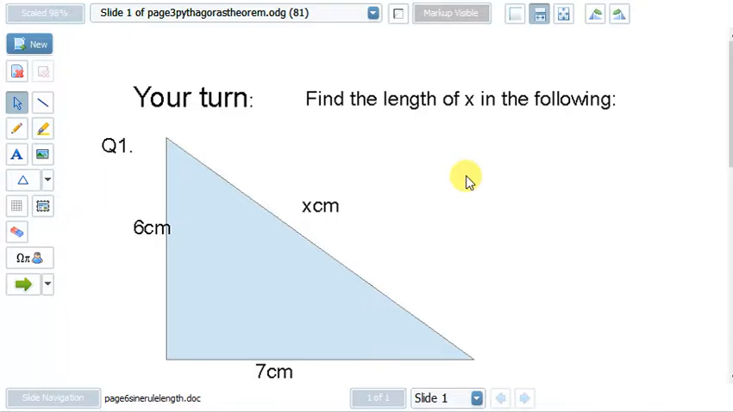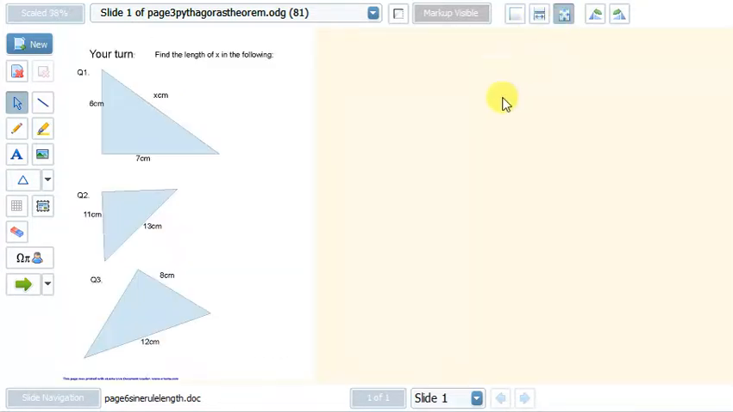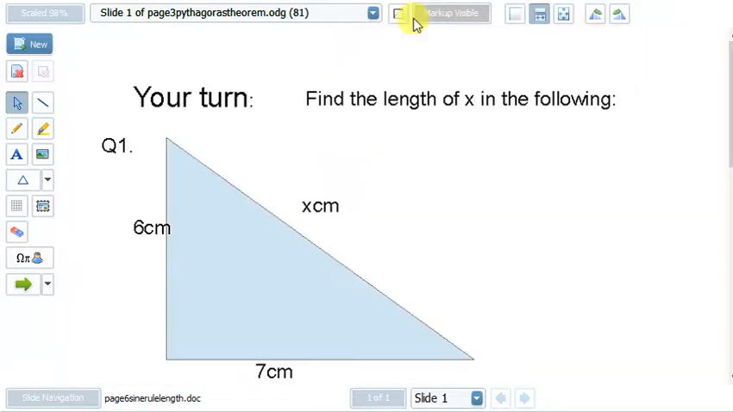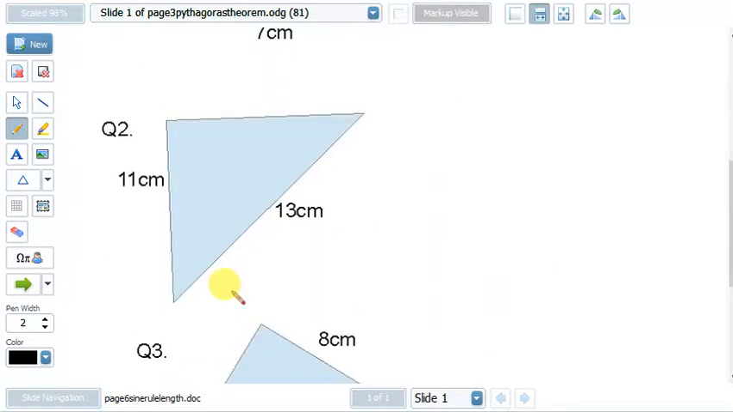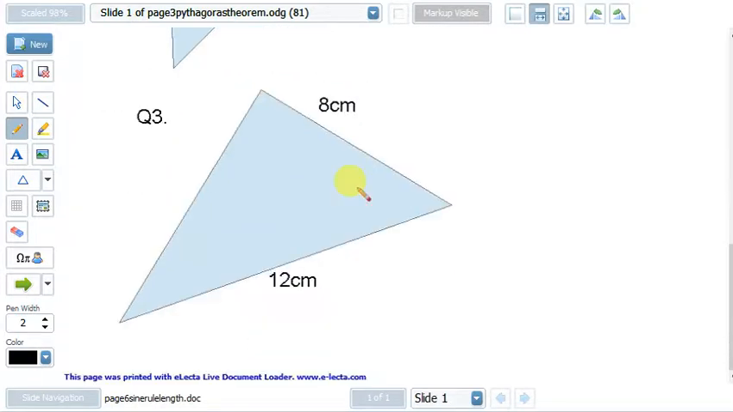Okay, so now it's your turn to have a go at a couple. So your turn. So question 1, and I'll just quickly mark in the right angles and where the right angle is. Okay, so right angle for this one is there. Right angle for this one is there, and the right angle for this one we're going to say is here.